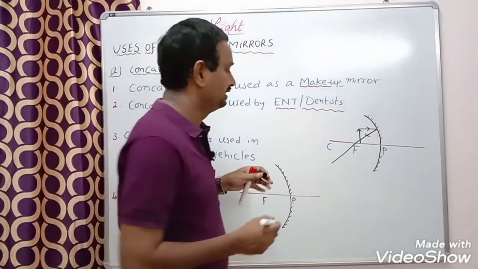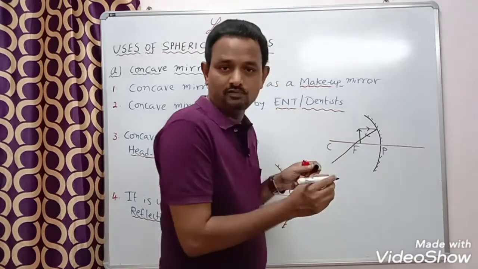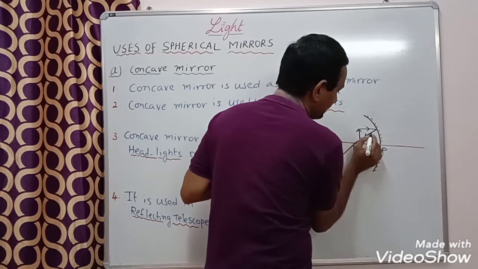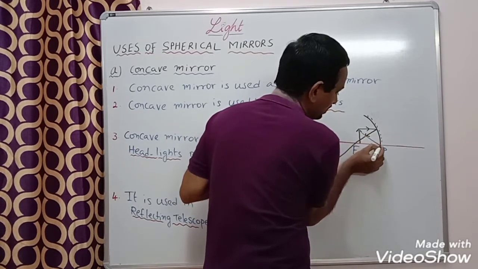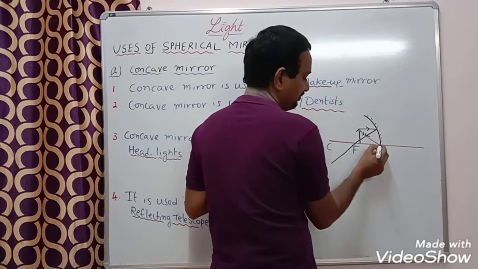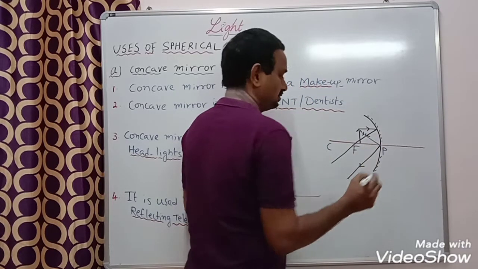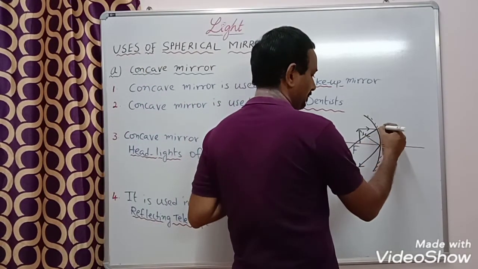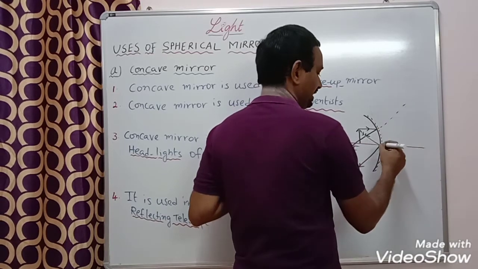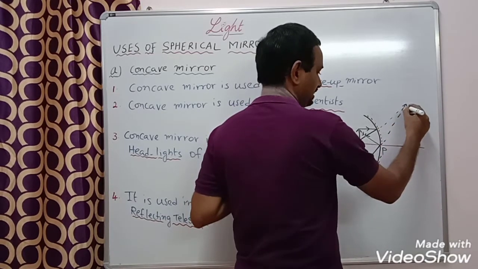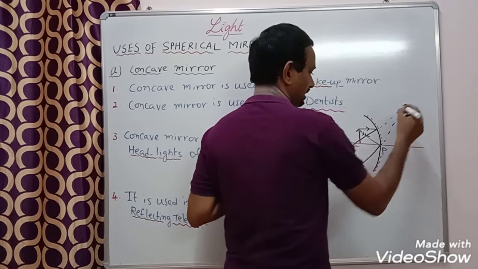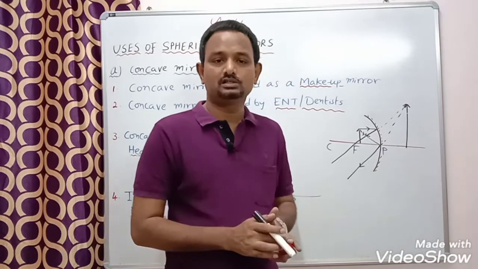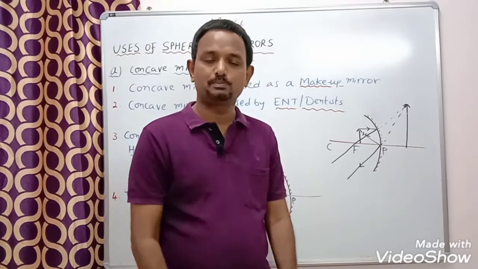Okay, and I will take fourth rule. When light ray incident at pole, after reflection it follows laws of reflection. If you extend these reflecting rays behind the mirror, they meet at one point at which we will get virtual and erect image. So here, why do we use concave mirror as a makeup mirror?